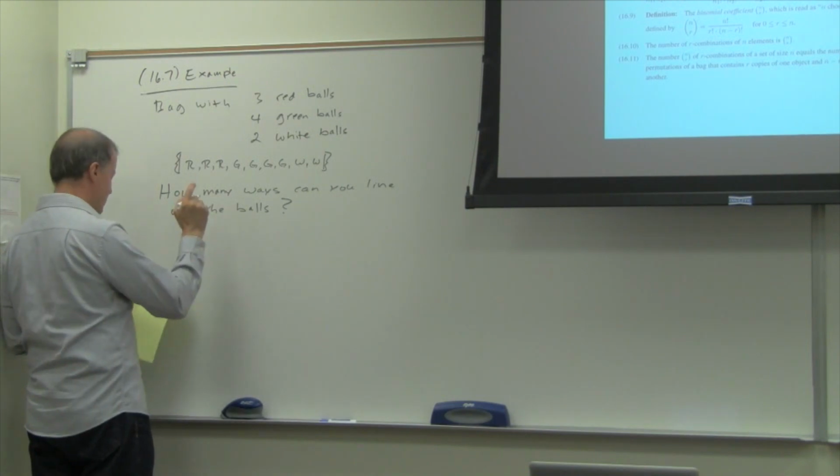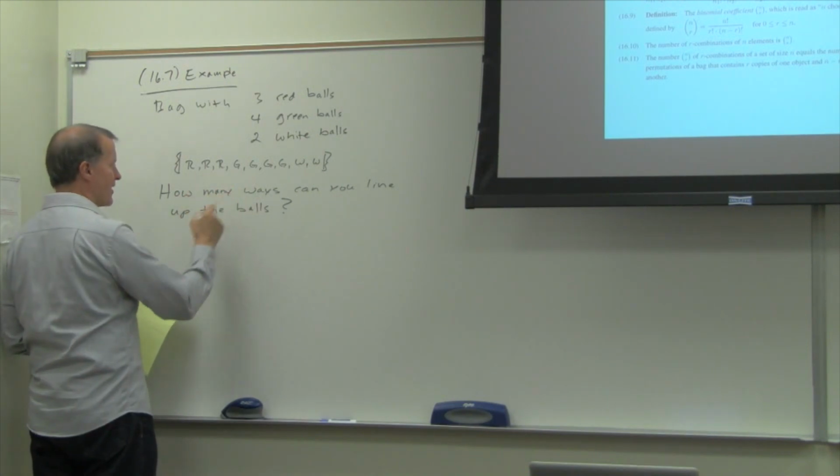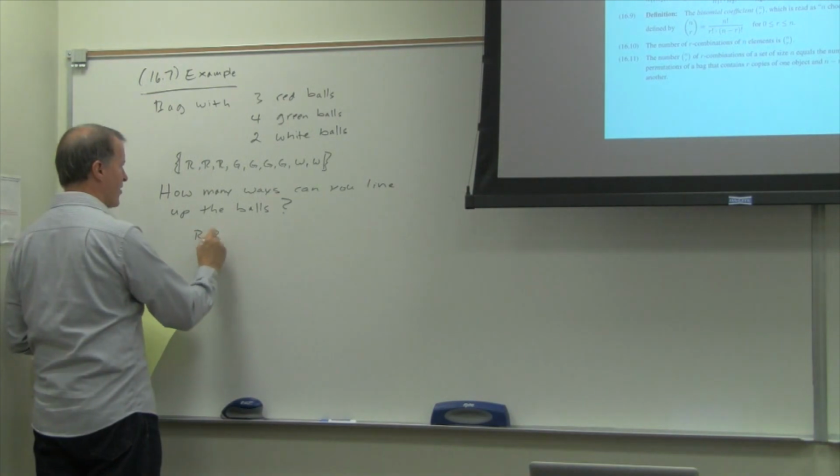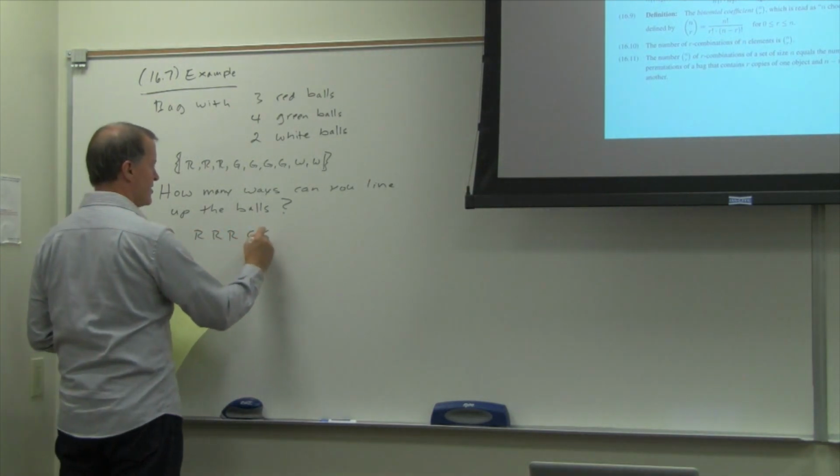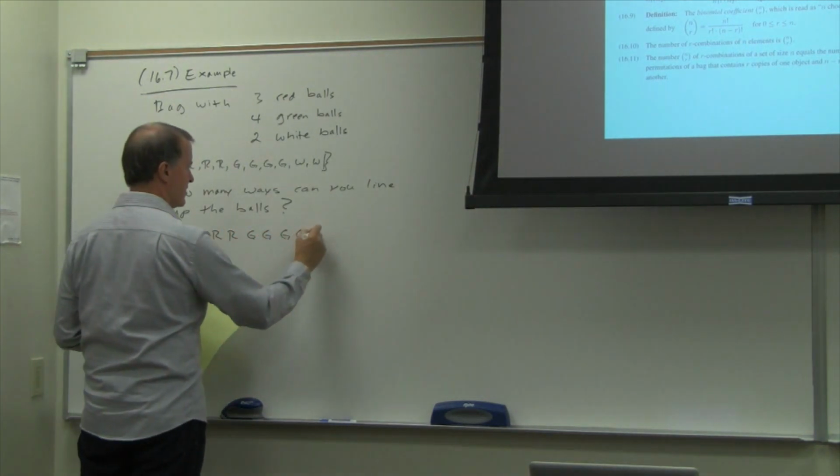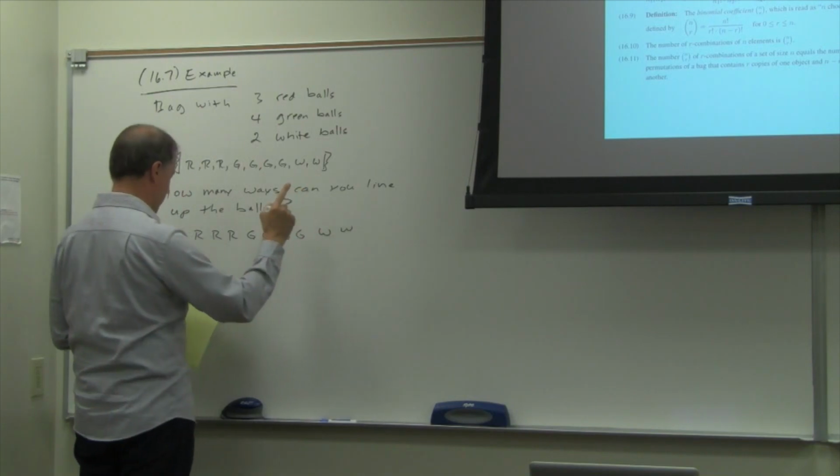So here, let's work through this. Here's one way to line them up: R, R, R, G, G, G, G, W, W. That's one way to line them up.